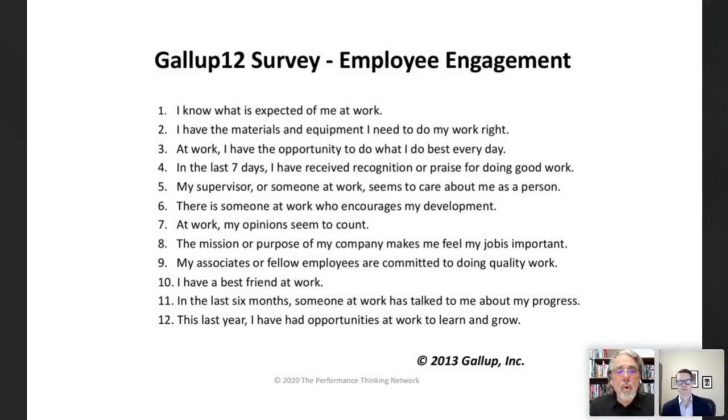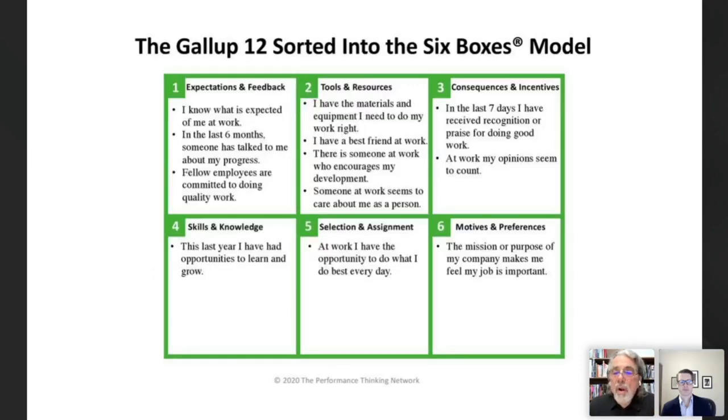This is what's called the Gallup 12. And the Gallup survey just has people rate from a scale of 1 to 5: To what extent do I know what's expected of me at work? To what extent do I have the materials and equipment I need, and so forth? So I encountered this, as I said, a few years ago, and it hit me. I said, oh my gosh, if you sort these into our 6 boxes model, it's quite remarkable, because it kind of confirms what I was saying earlier.